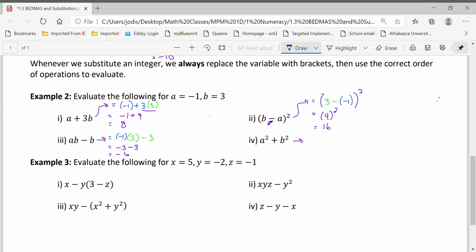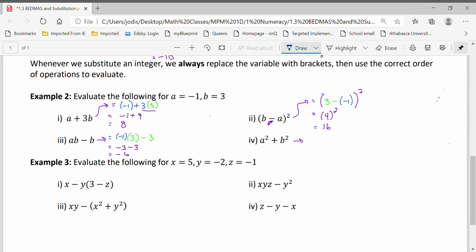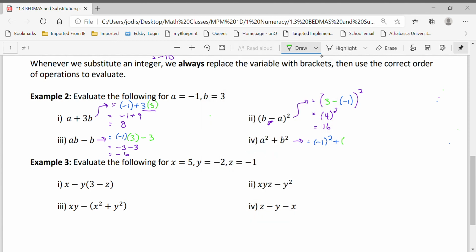And then part 4, so we've got A squared, so -1 squared plus B squared is 3, and just do your exponents, so -1 squared is just 1, and 3 squared is 9, 1 plus 9 is 10.